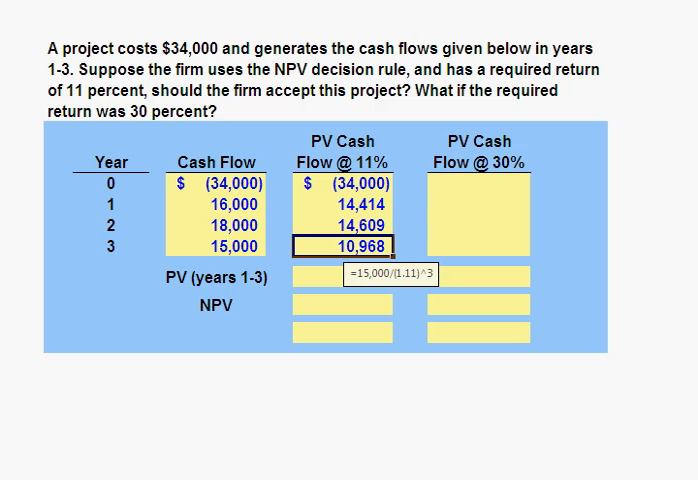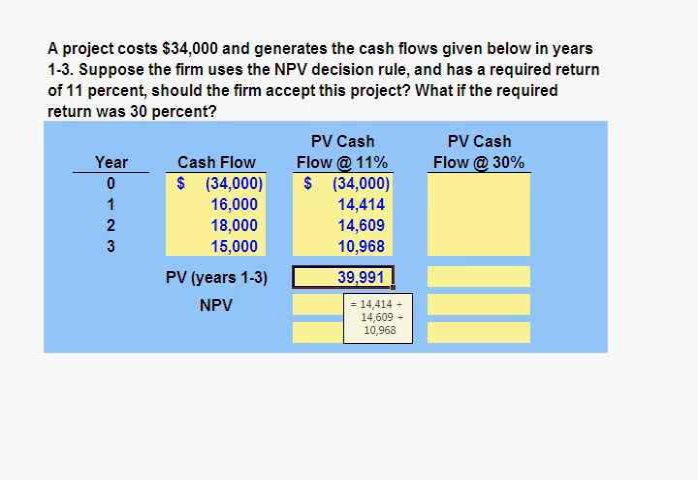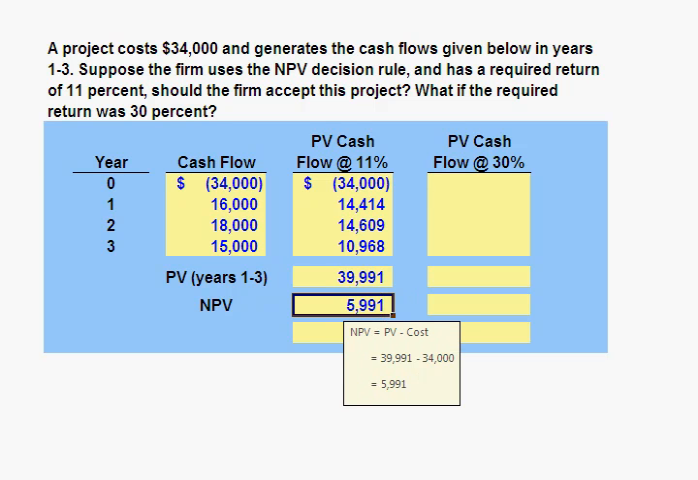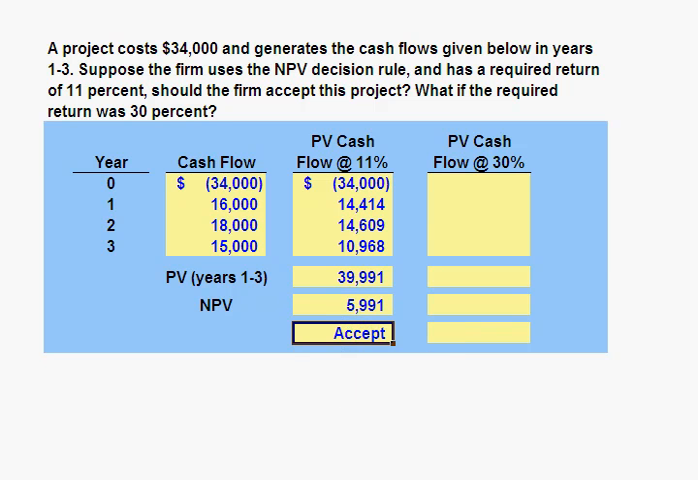$10,968. The next step is to sum the present value of the cash flows in years 1 through 3. The sum of these present values is $39,991. The net present value then is the present value of the cash flows, the $39,991, minus the $34,000 project cost. Our project has a positive net present value of $5,991, and at an 11% required rate of return, we should accept the project.